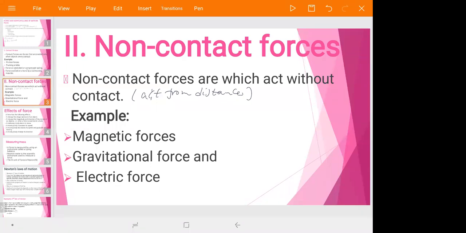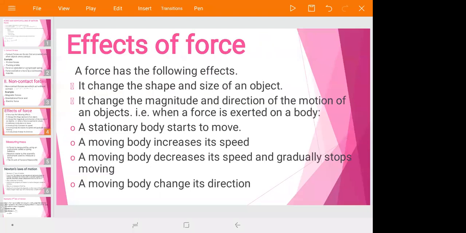What about the second one? Force can change the magnitude and the direction of motion of an object, okay? For example, when a force is exerted or applied on a body, there are the following effects, okay? The following effects.